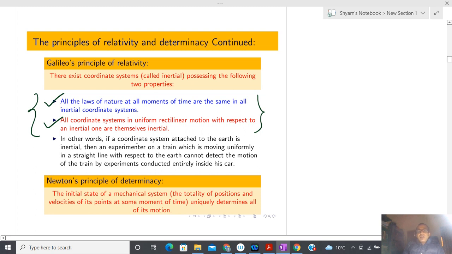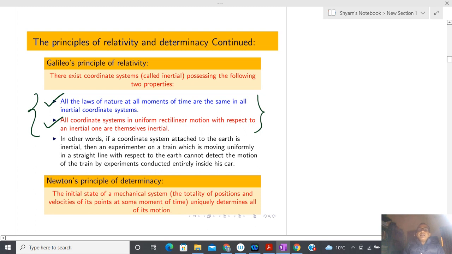In an experimental sense, suppose I have a train, and I am assuming that our earth is an inertial coordinate frame, which will satisfy these two properties. If the train is moving with uniform speed, and we are inside the train, inside any car, and we perform some experiment to measure the velocity of that train, it is not possible.